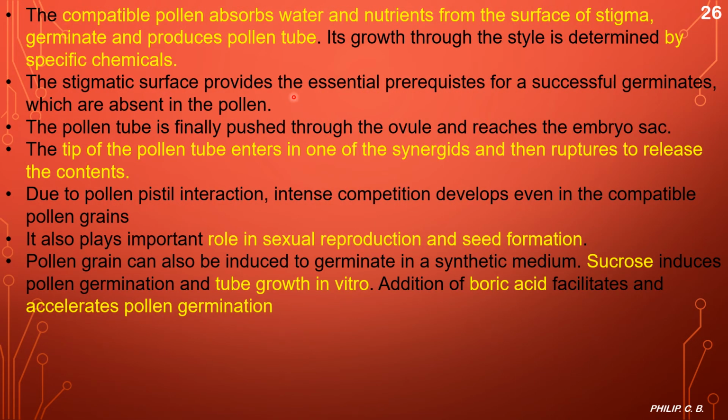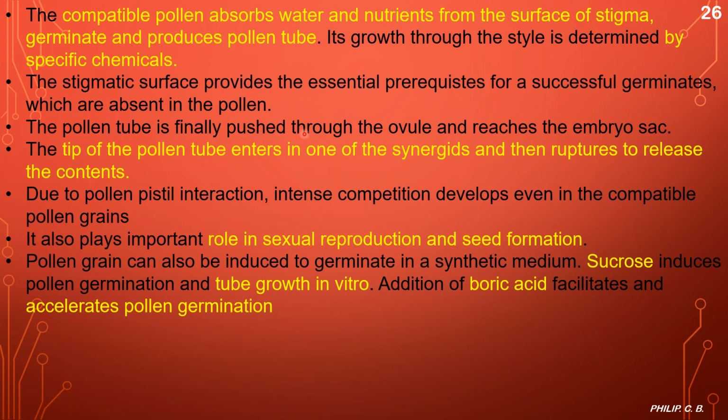Now further points, the compatible pollen absorbs water and nutrients from the surface of the stigma, germinates and produces the pollen tube. Its growth through the style is determined by specific chemicals. So what happens here? The pollen absorbs water and nutrients from the surface of the stigma, germinates, then the pollen tube is formed and starts to move through the style, and the movement continues with the help of certain chemicals. The stigmatic surface provides the essential prerequisites for successful germination which are absent in pollen.